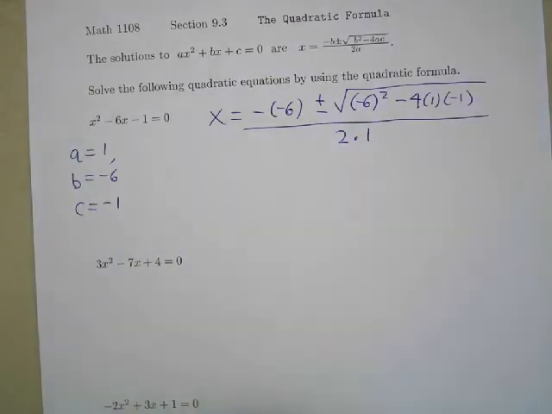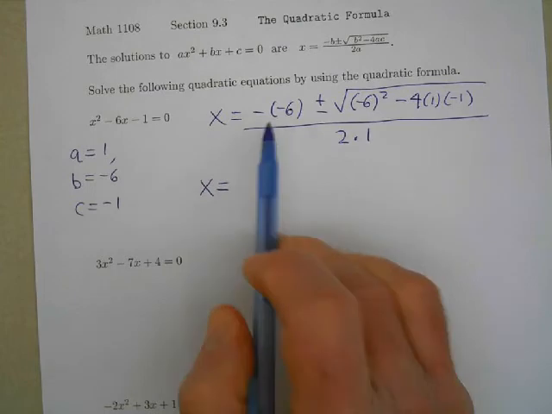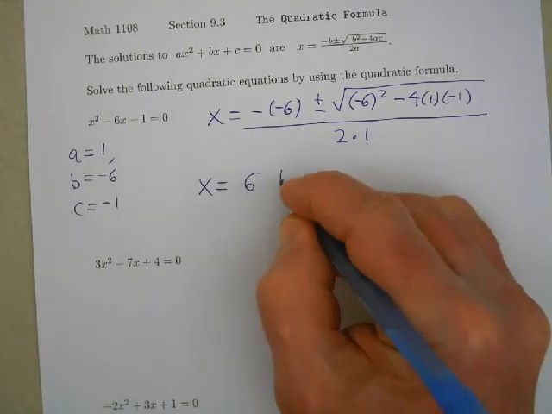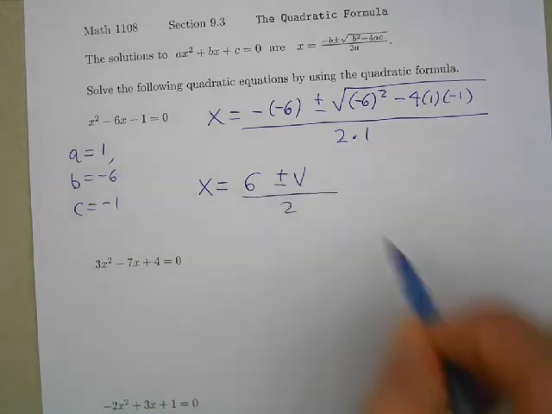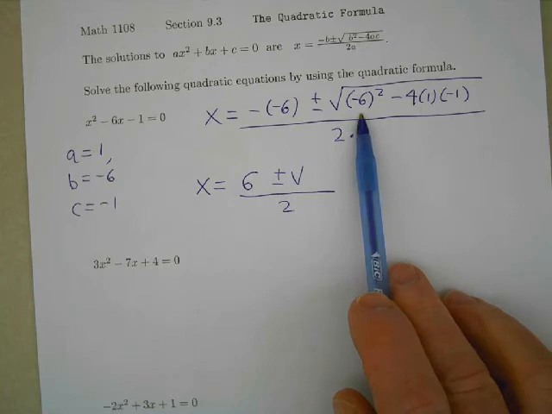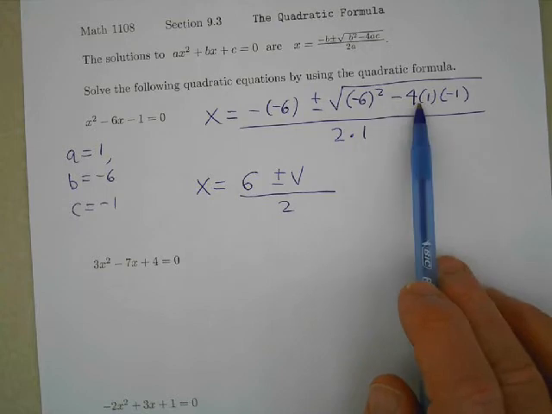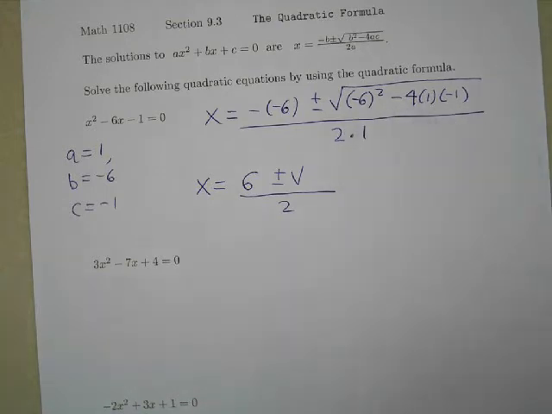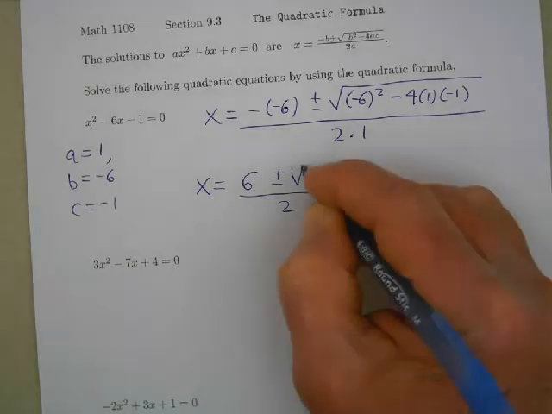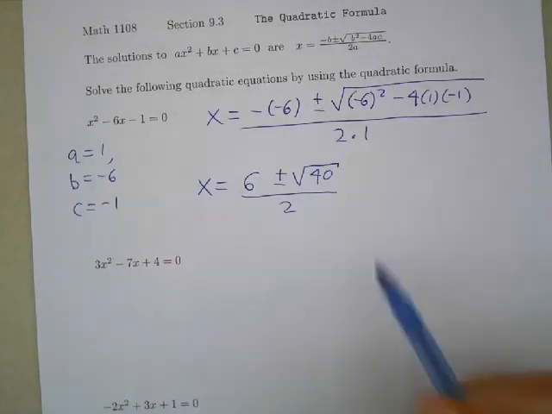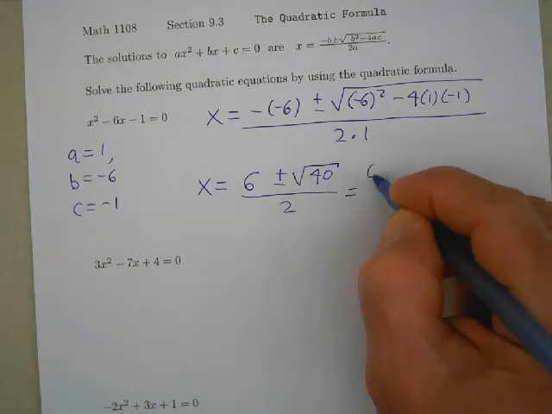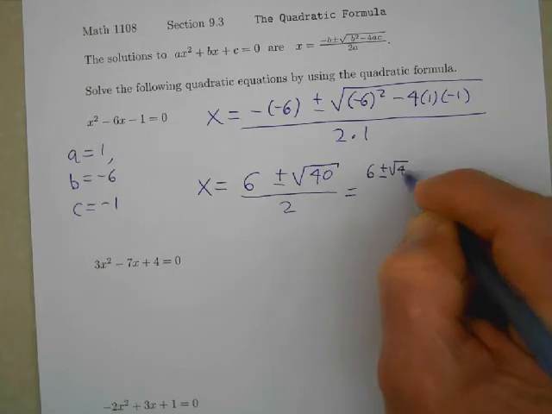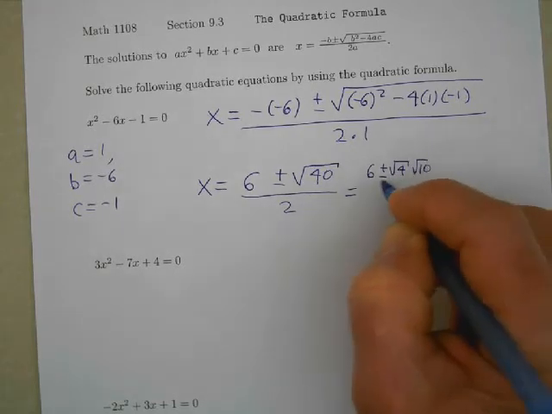And then we'll do some arithmetic. The negative of negative 6 is positive 6. And then we have plus and minus the square root of some number, all divided by 2. So inside the square root, the number negative 6 squared is 36. And 36 minus negative 4 is 36 plus 4. So we have the square root of 40. And we know how to simplify the square root of 40. Think of this as 6 plus and minus the square root of 4 times the square root of 10, all divided by 2.